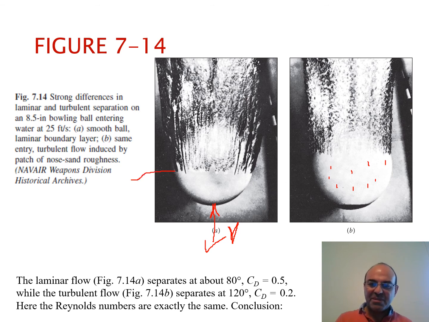In case B, when we have made the surface rough, then the boundary layer separates at a larger angle. Again, this is the stagnation point. And you see that if you measure, this angle is now larger than 90 degrees, but this angle here is less than 90 degrees. So in case A, the laminar flow, visually we see that separation occurs at a smaller theta, a smaller angle.